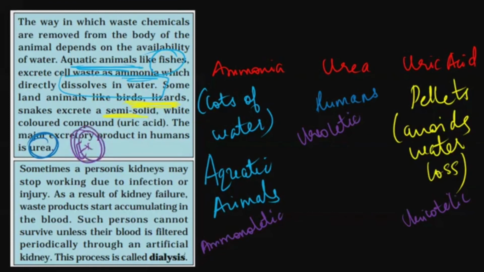Now, this is about dialysis. Some people's kidneys don't function due to injury, infection, or constricted blood flow. As a result of this kidney failure, the waste products get accumulated because the filter is not functioning. To remove the waste products in such people, we use a method called dialysis or hemodialysis. Blood is filtered periodically through an artificial kidney, and the working of this device you will be learning in your higher classes.